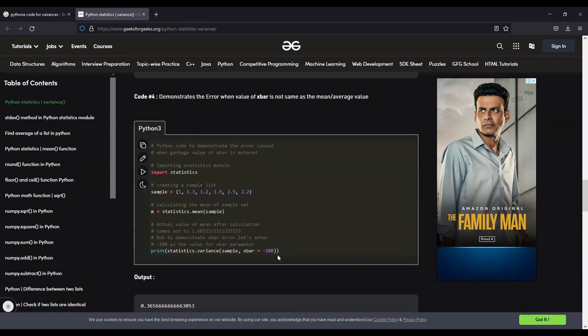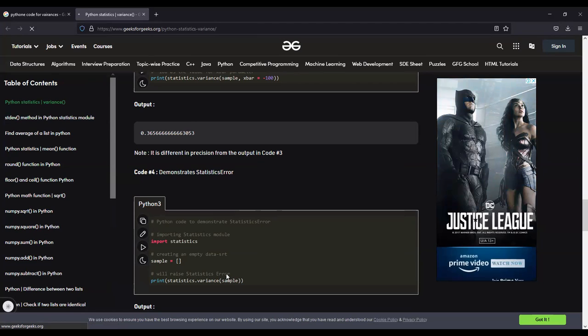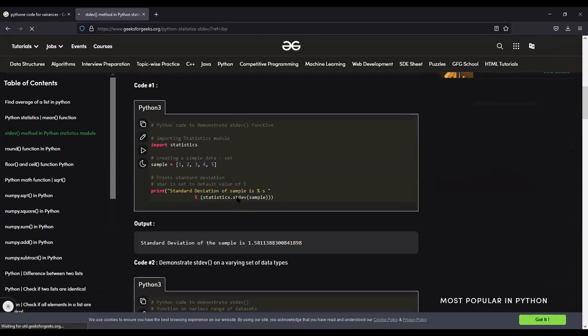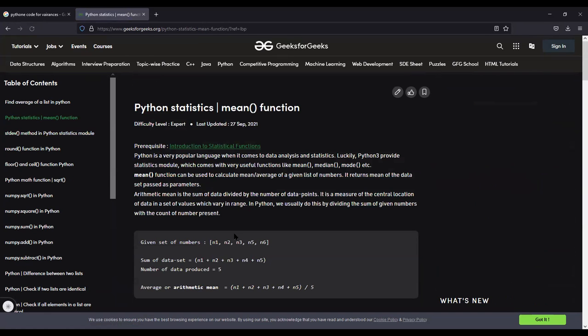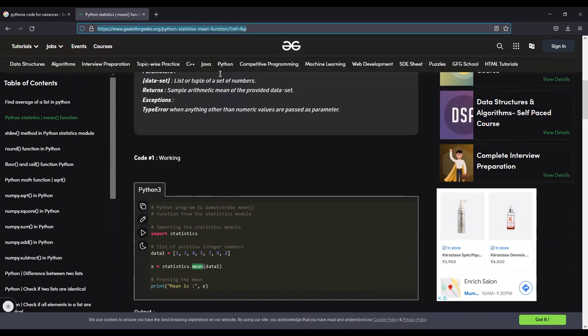Again, you can specify the x bar when you are printing the variance. The statistics module gives you the variance, and there are other functions too, like standard deviation. The standard deviation method name is stdev. Here we are trying to find variance, right? If you go to standard deviation, we just replace the method with stdev. This is for mean also, so we are just replacing the method. It's a really good site. You have all these examples available in this one site.